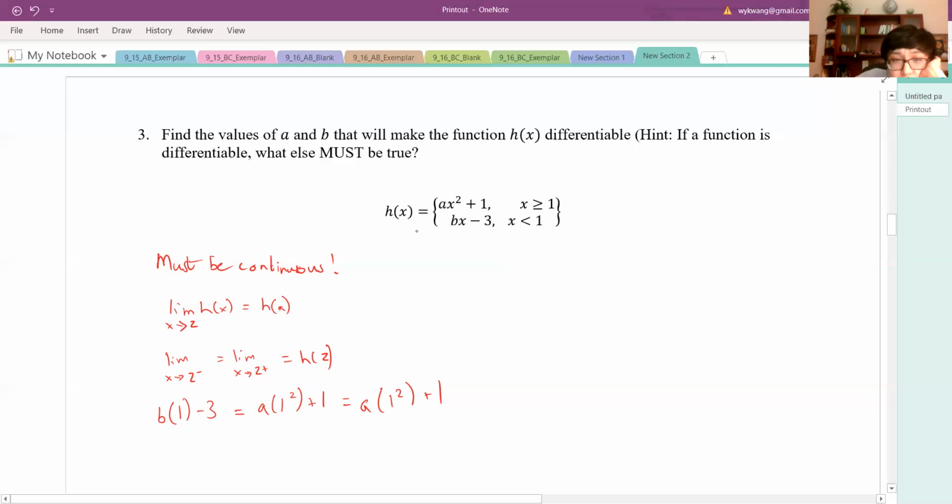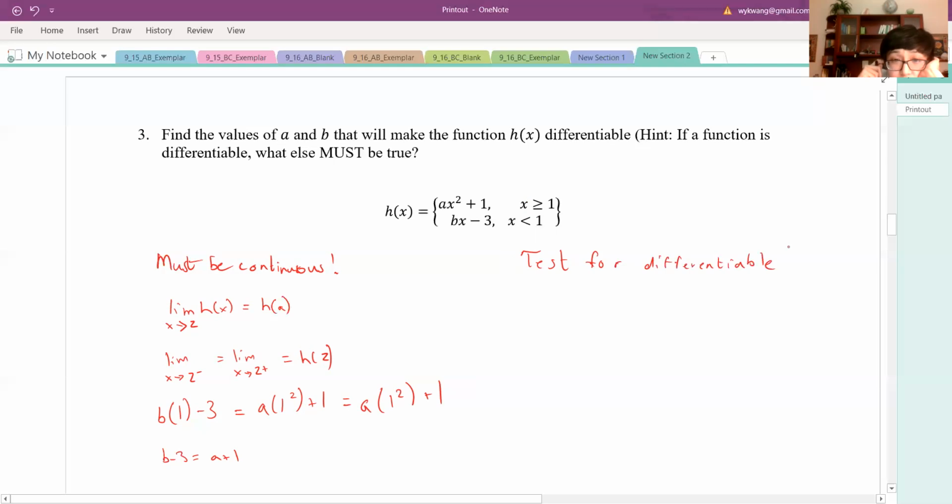Oh wow, this is actually possibly harder than I expected. So b minus 3 is equal to a plus 1. Cool, but now we have 2 variables, so we need a second equation to solve it. So let's test for differentiability.